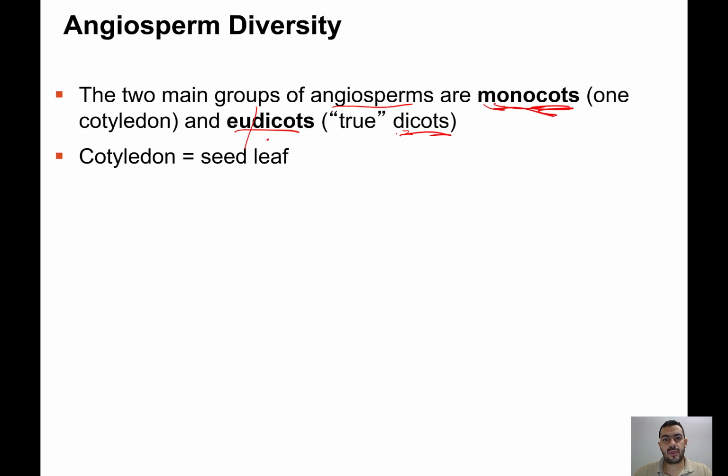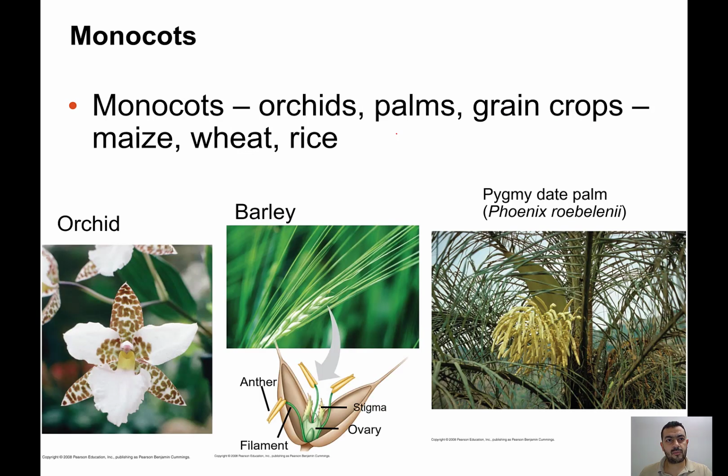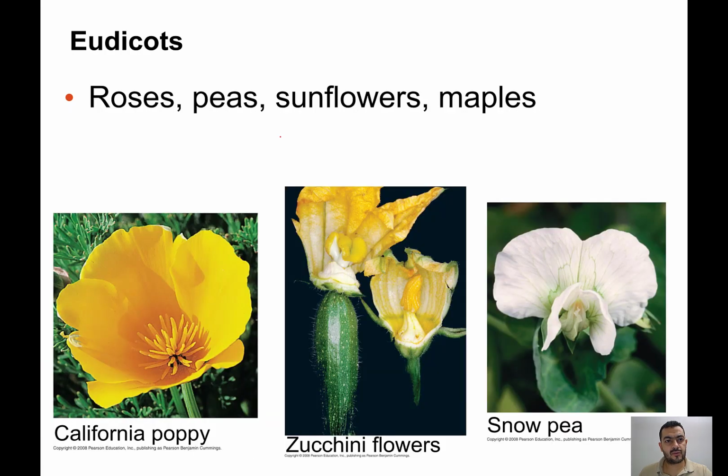So if you remember, the embryo within the seed consists of a root, and it can contain one or two leaves. So the seed leaves, the cotyledons, are the reason for classification of the angiosperms into their two groups. So starting with examples of monocots. Monocots can be exemplified by the orchids, the palms, the grains, the maize, the wheat, and rice, while the dicots can be exemplified by the roses, peas, sunflowers, and maples.